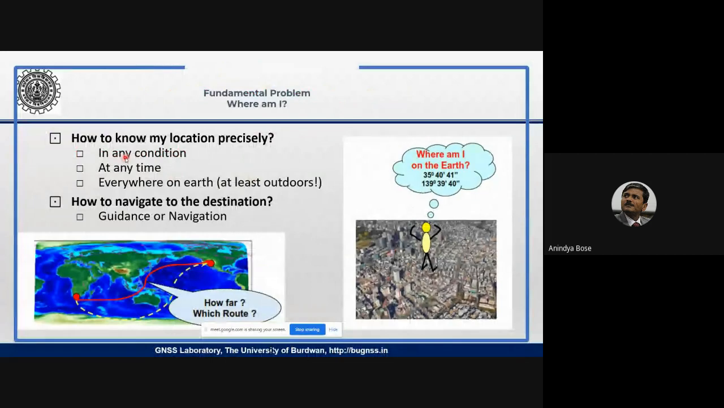So the question was, how to know my location precisely, at any location, at any point of time, and thirdly, everywhere on the surface of the earth, at least outdoors. That means when we are on the roads, how to navigate to the destination? We need guidance or navigation. How far? There are two routes. Which route is more convenient to save time and money and obviously fuel? That is very important. And the basic question is, where am I on the surface of the earth? Now you will understand that it is a very basic survival tool.